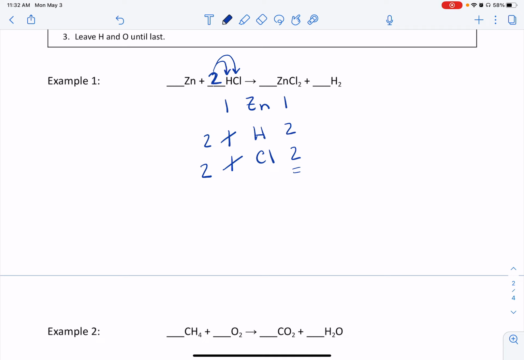And now I can see that I'm actually done, right? Zinc is balanced, hydrogen is balanced, chlorine is balanced. We have the same number of atoms on both sides. And remember that this is because of the law of conservation of mass. We need to make sure that there's the same number of atoms on both sides of the equation because atoms are not going to be created or destroyed in a chemical reaction. They just rearrange. So this is the general procedure here.